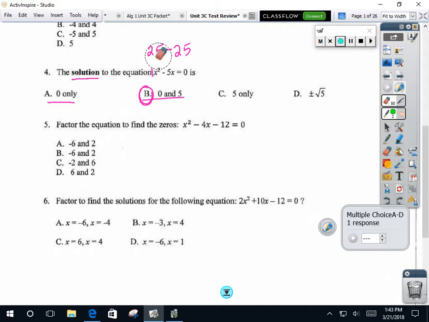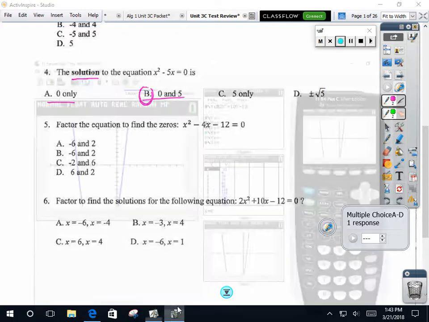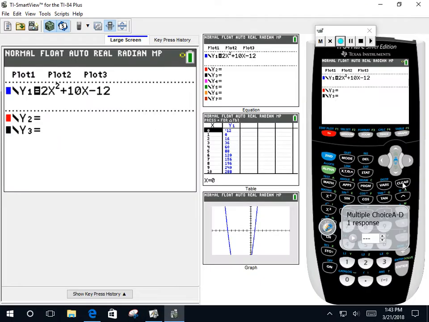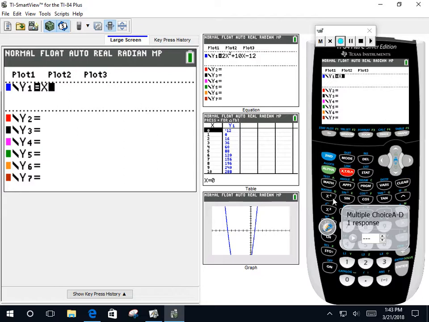And then even another way, and probably the easiest way. Anytime you're asked to solve a quadratic equation and all of your answers are pretty much whole numbers except maybe this one, graph it. Go to your calculator, y equals, and type in x squared minus 5x.